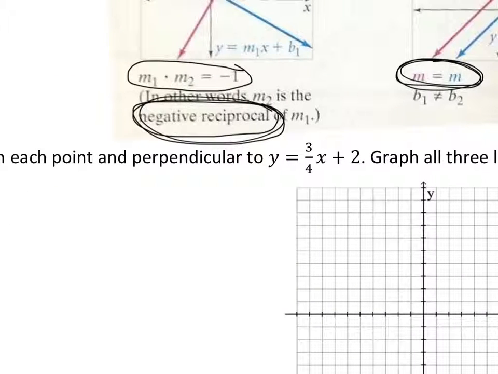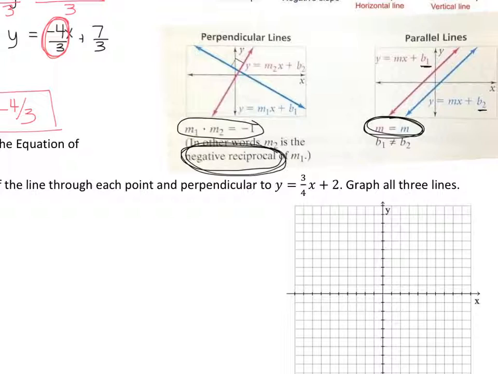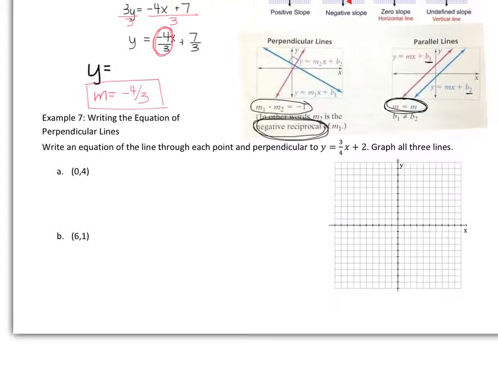That's this last problem, and we've got 10 minutes. We can do it. It says write an equation of the line through each point, so we have 2 points, that is perpendicular to the line y equals -3/4x plus 2. Graph all 3 lines.